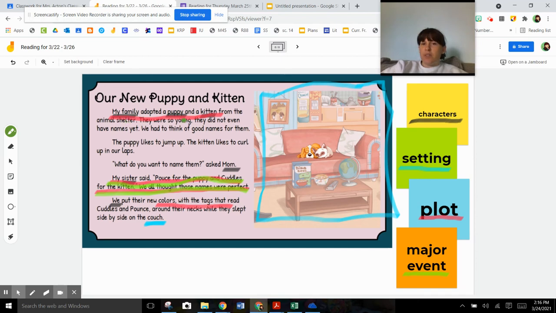And the part that they adopted the puppies and the kittens, the first thing that they said that they had to do wasn't feed these puppies and this kitten, wasn't to find a bed for these puppies and kittens. It was to find a name for them. So from the beginning, they told you that the name of the puppy and the kitten was going to be a big part of the story. So I definitely think this part down here is definitely the major event where they actually find a name for the puppy and kitten.